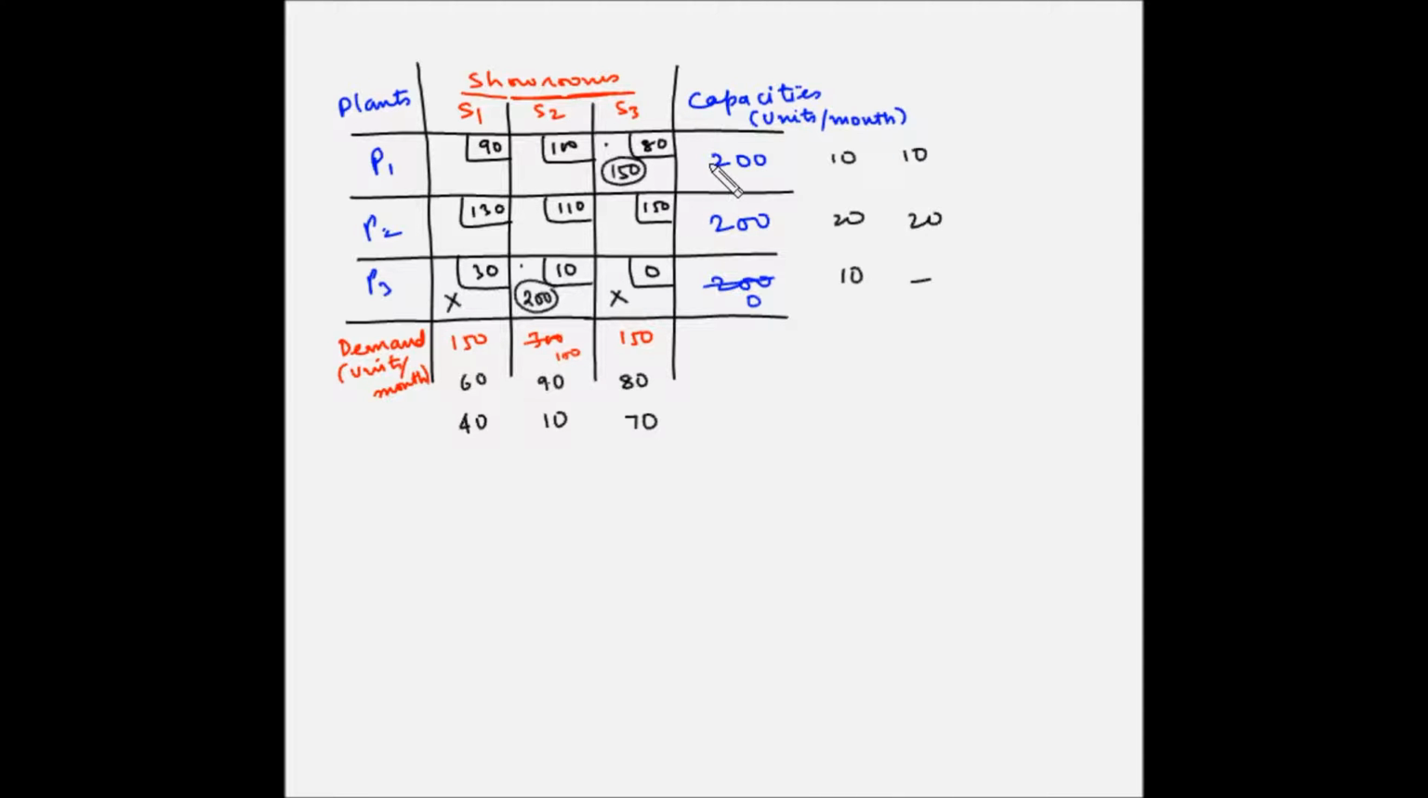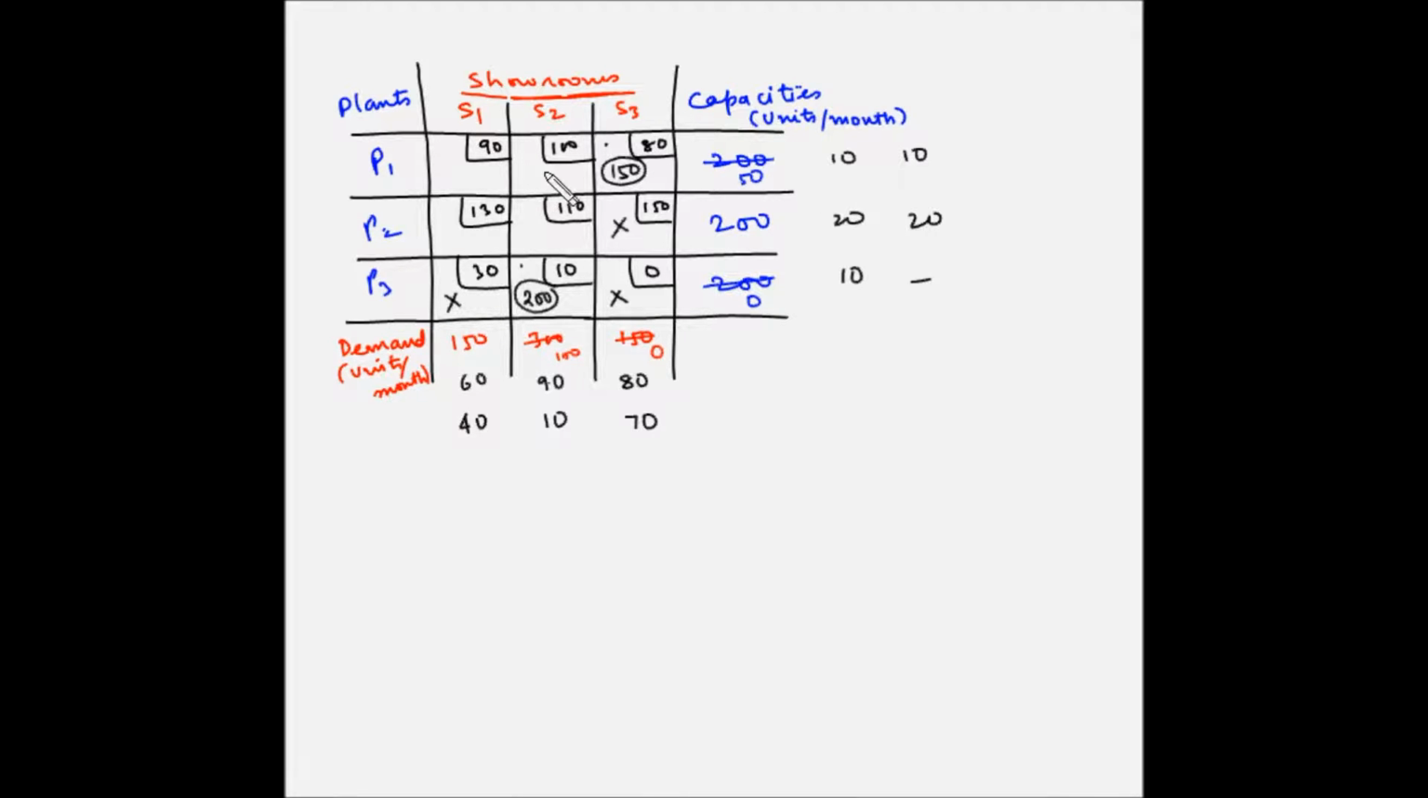Now with this allocation, the remaining supply capacity at P1 is 50 units, while the remaining demand at S3 is now 0. Since the entire demand of S3 has been met, let's cross off the remaining boxes for this showroom, indicating that they are no longer required to be allocated. So now let's redetermine the row and column differences.